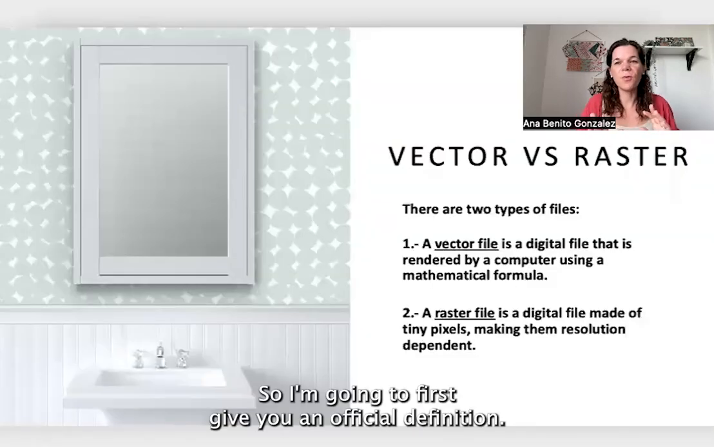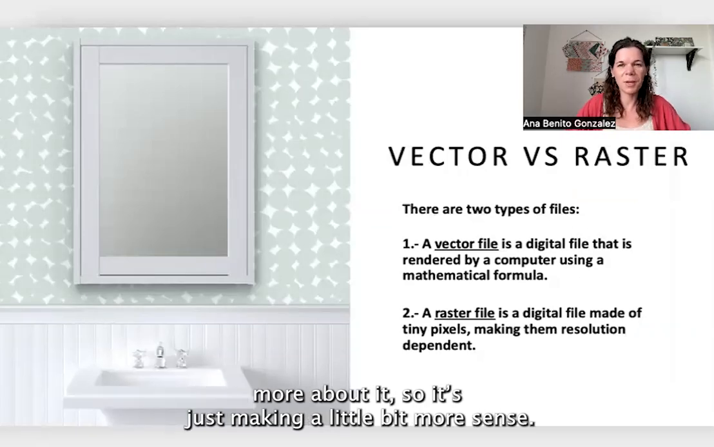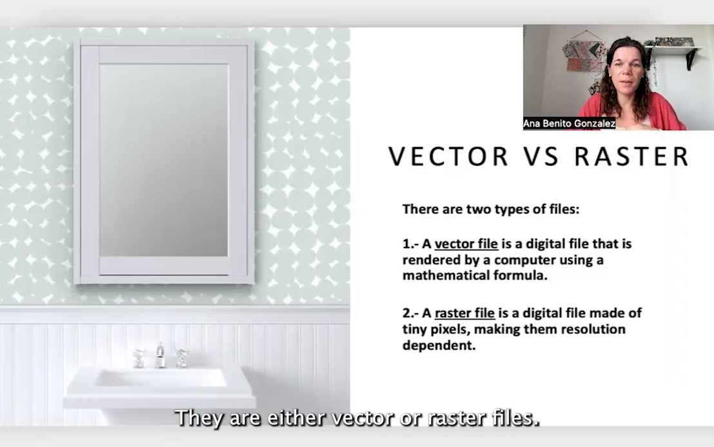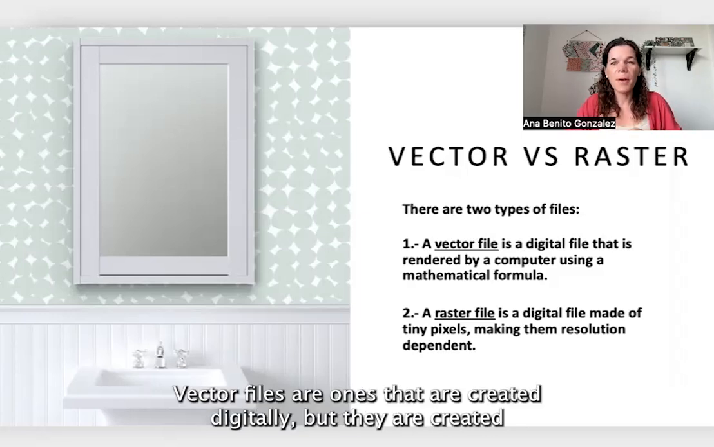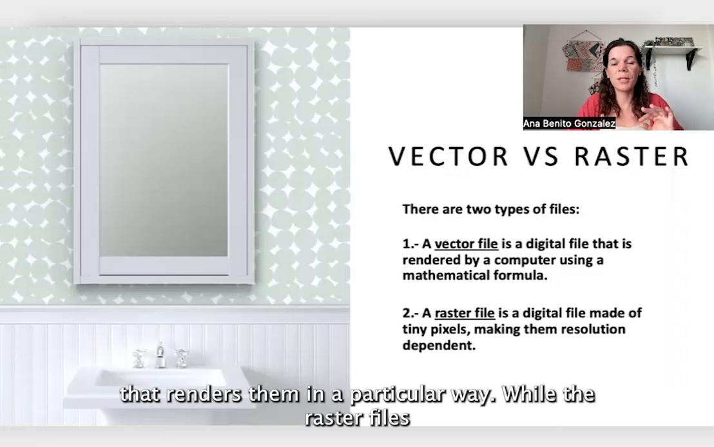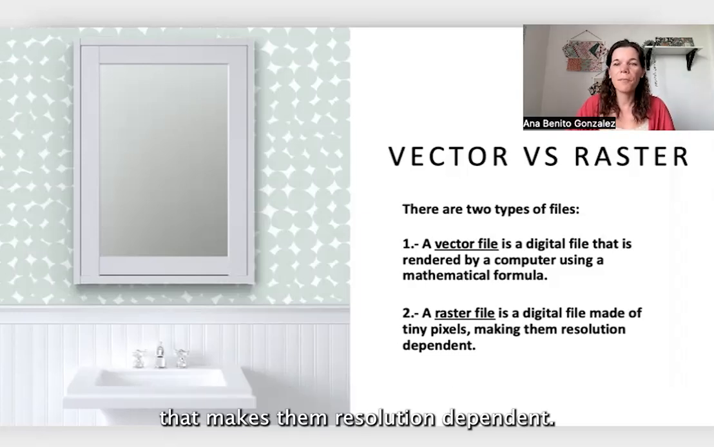So I'm going to first give you an official definition. It might not make a lot of sense, but we're going to talk a little bit more about it so it starts making more sense. There are two types of files that we can use when we're creating our designs. They are either vector or raster files. Vector files are patterns that are created digitally, but they are created by a computer mathematical formula that renders them in a particular way. While raster files are also digital files, but they are made out of tiny little pixels, which makes them resolution dependent.